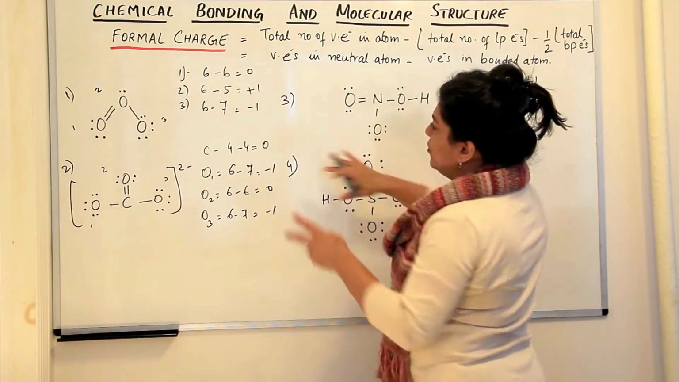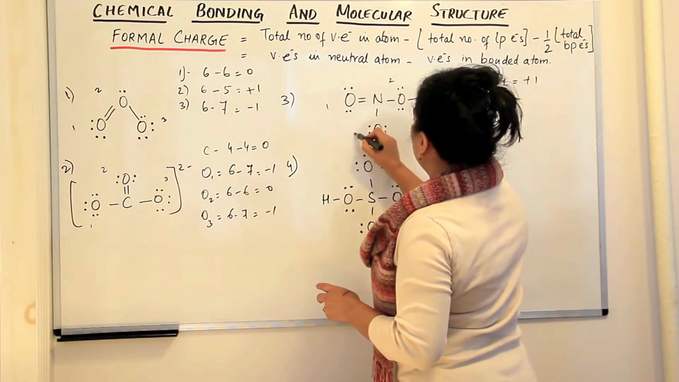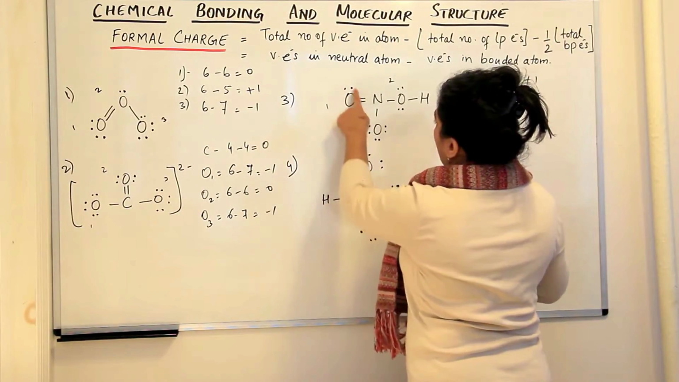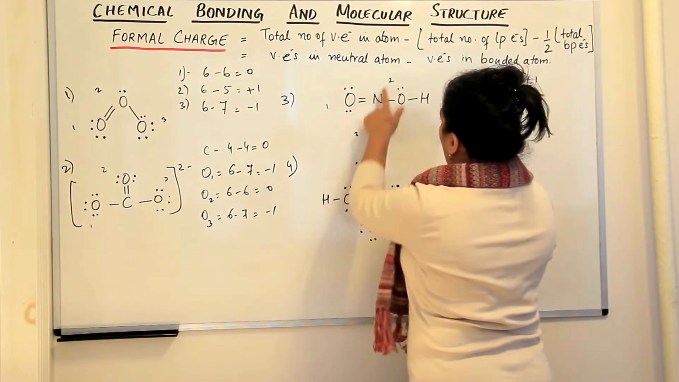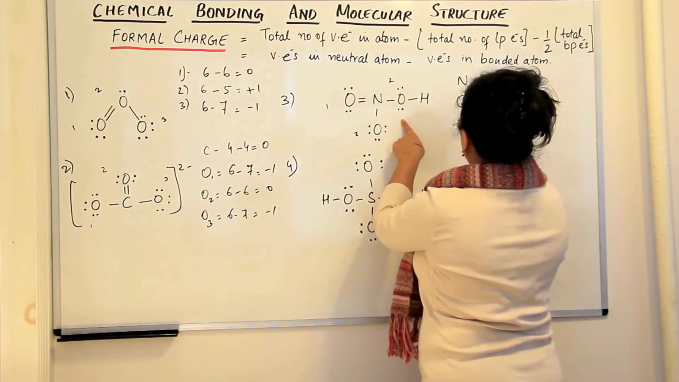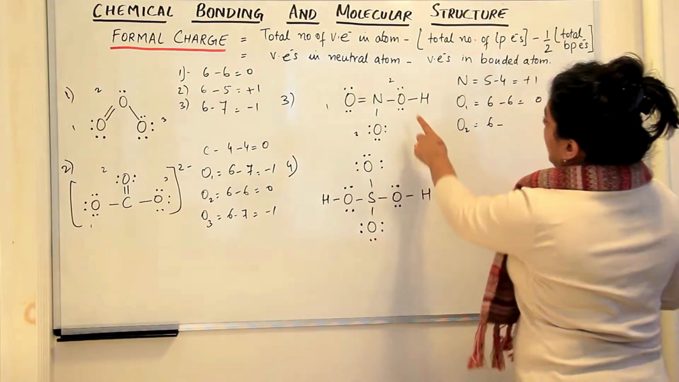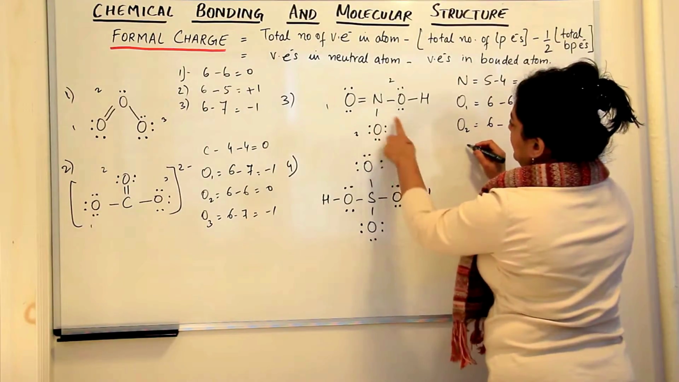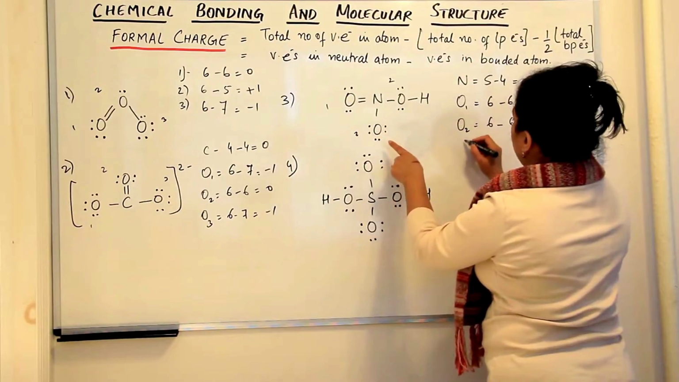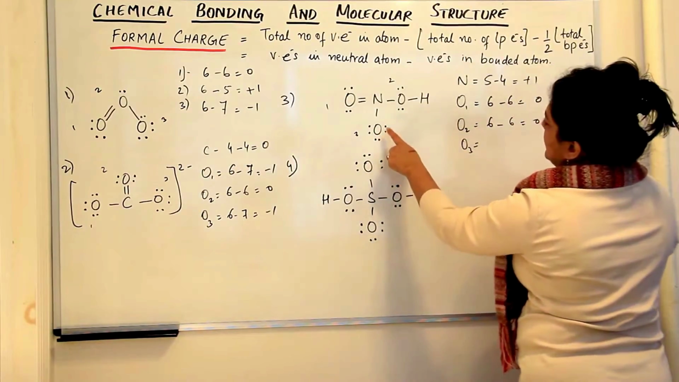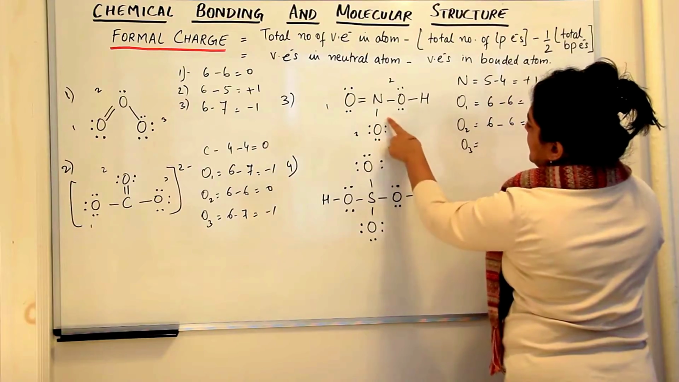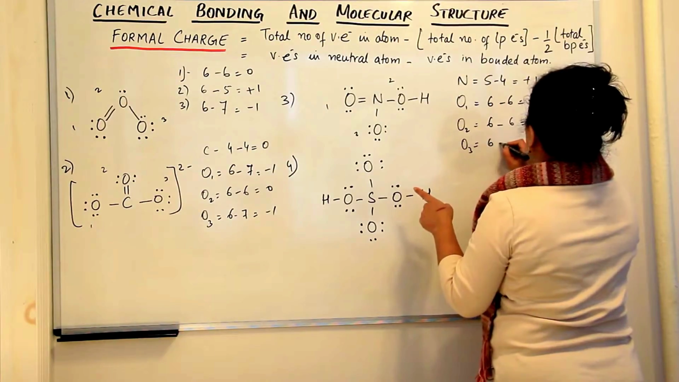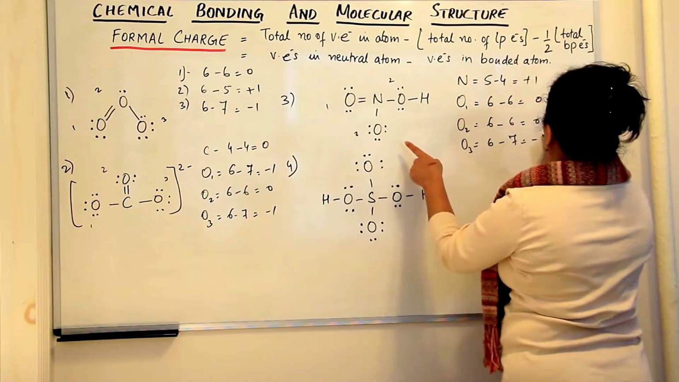Now 1, 2, 3, I'm moving in the same direction. This is oxygen 1, oxygen 2 and oxygen 3. Oxygen 1 should have a charge of 6 minus 4, 5, 6. So this is 0. Oxygen 2 would have 6 valence electrons, minus 4, 5, 6. 6 is equal to 0. And let us say here, this oxygen 3 has 6 minus 7, which is equal to minus 1.